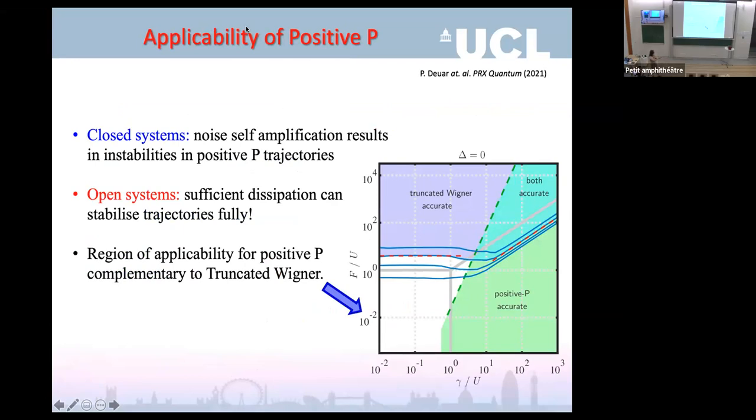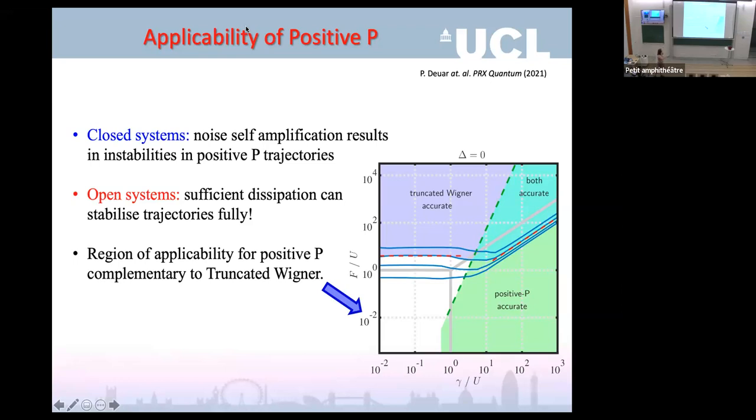So if your dissipation or drive, either of them, are a bit larger than U, which is obviously the Bose-Hubbard U, then the positive P is an exact method. It always works. If you have an answer, it's always the correct answer, but often it blows up and your trajectory goes to infinity and you cannot treat your problem. So if you can treat your problem, it's exact, but sometimes you cannot treat this problem.